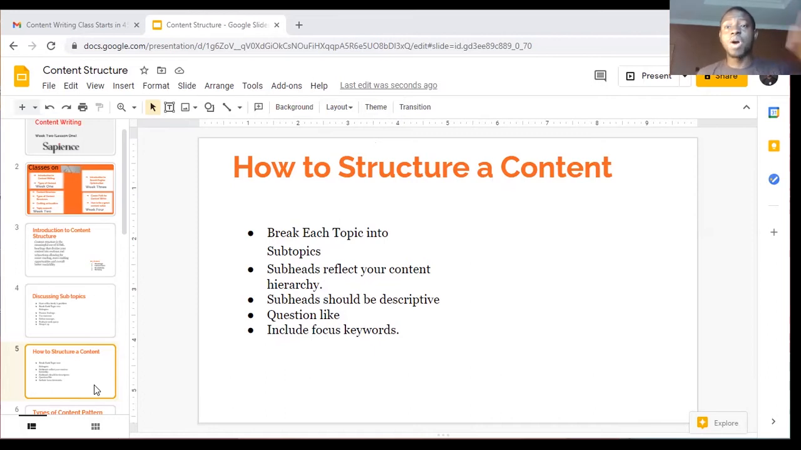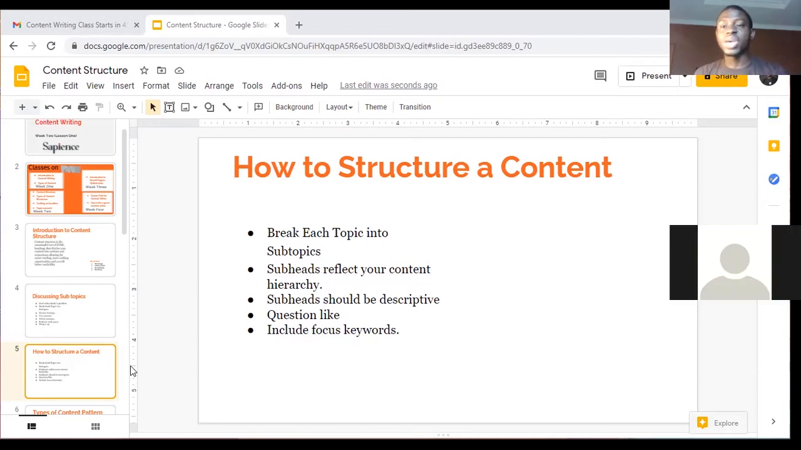I don't know if you all know the inverted pyramid. The inverted pyramid is a pattern of news writing. It's a journalistic form of writing. So you want to tell your readers the most important thing, then you go to the least important. Whichever form you want to choose, just make sure that your structure has a hierarchy.